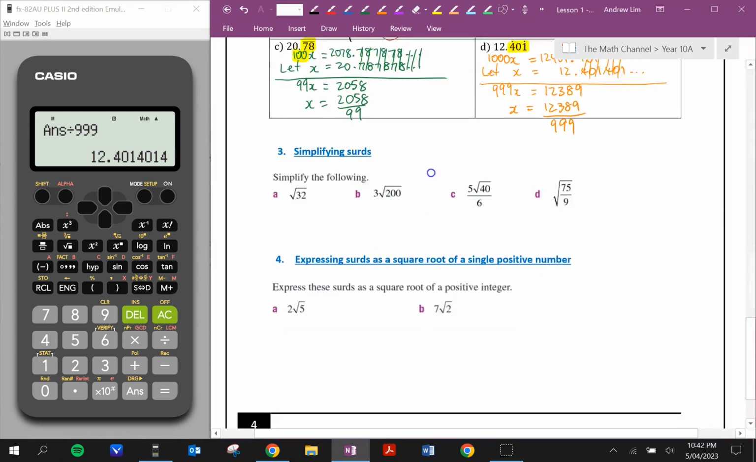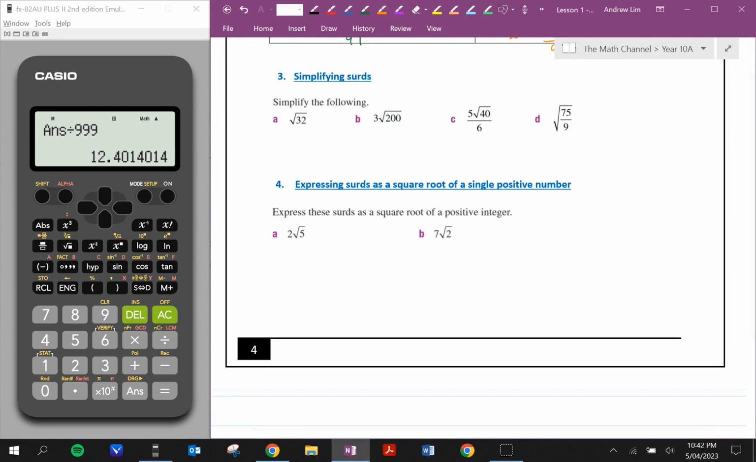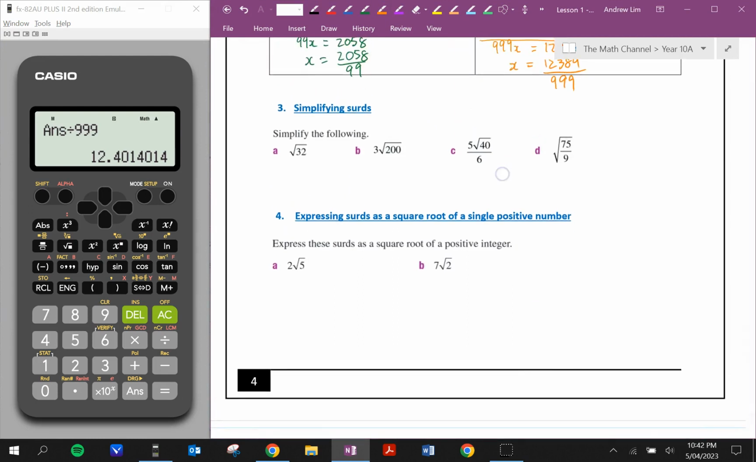Alright. Let's have a look at simplifying surds. The last two bits, nice and easy. Simplify the following. Root 32. Now, whenever we want to simplify surds, we always want to think about what two numbers multiply to that number underneath the surd, where one of them is a square number, so we can square root it. So you might be thinking, okay, yeah, root 4 and root 8. 4 times 8 is 32, and I can square root 4.